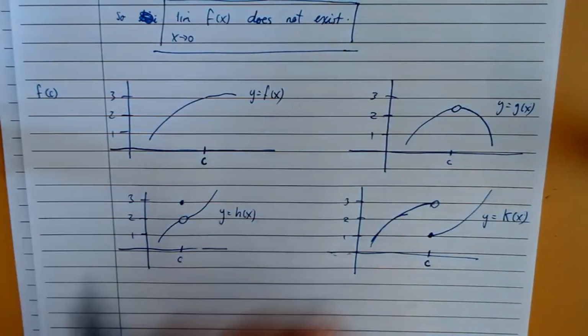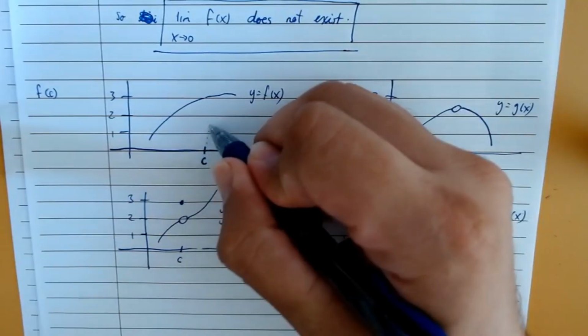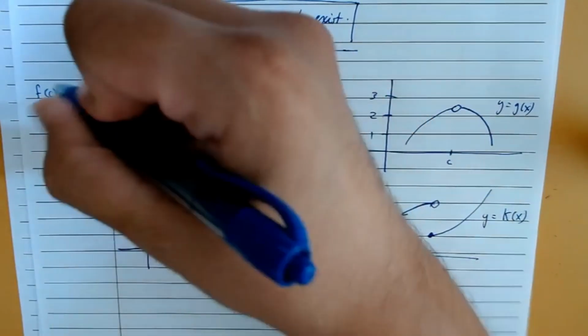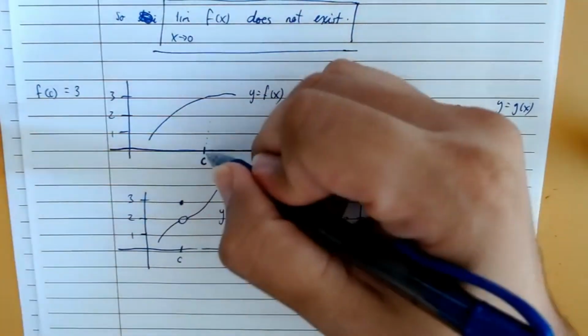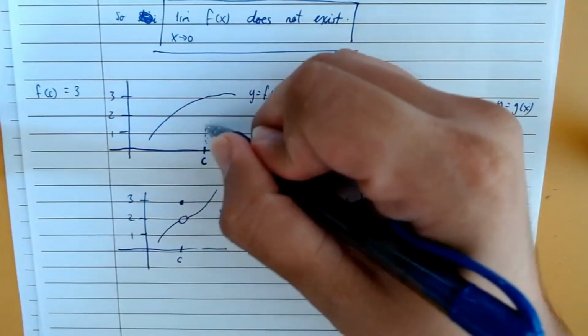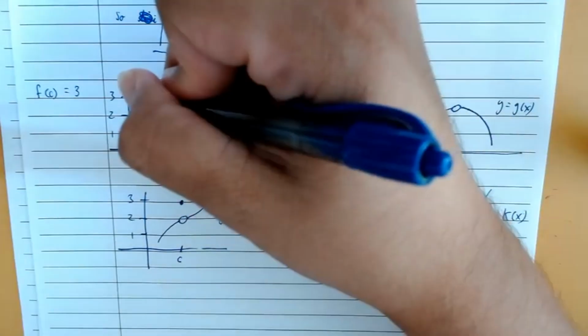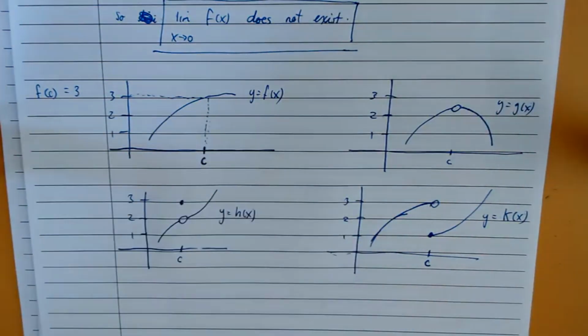Well, that's the number 3. Because look, if I plug in c into my function, I get 3. That had nothing to do with the limit. That's just what happens when you plug in a number into your graph. That's something you could have done in algebra or even pre-algebra. Just read the graph. So f of c is equal to 3.